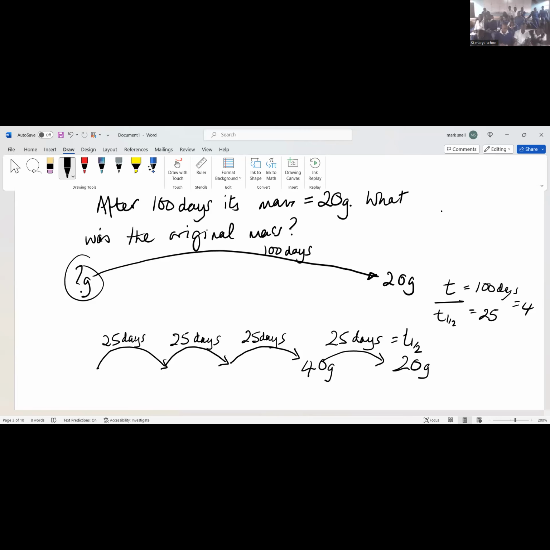So to end up at 20, it went 40, 80, 160, 320 grams. So 320 down to 160 is 25 days. 160 down to 80 is another 25. 80 down to 40 is another 25. And 40 down to 20 is the last 25. So your 100 days is 4 half-lives, and so it has halved 4 times.